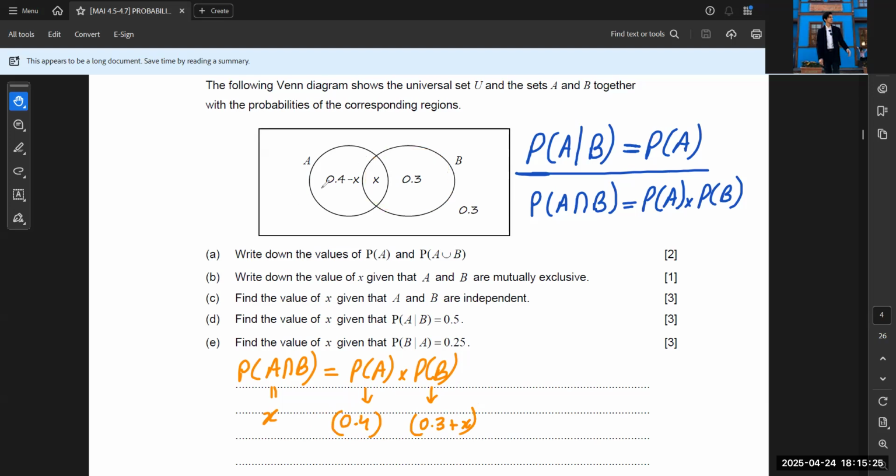Because B is 0.3 plus x, A is 0.4, and the intersection part is just x. Does everybody agree with this so far? Okay. Now, the thing is, x, meaning the probability of their intersection, must be exactly equal to this. If it's not, they're not independent. So as you can see, it actually ends up giving you the same equation as before to solve, right? So this is also an equivalent way to check for independence.